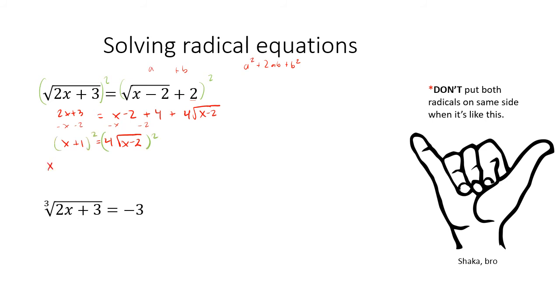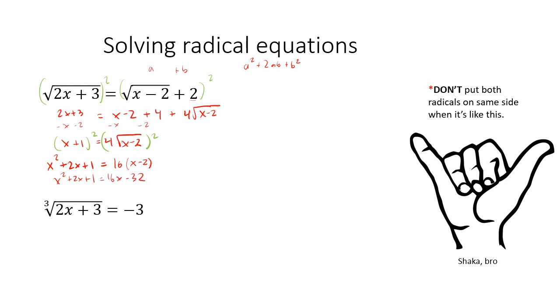And we're going to have x squared plus 2x plus 1 equals, then 4 squared is 16, and then x minus square root of x minus 2 squared is just x minus 2. Now we squared both sides of this equation twice. We've introduced all kinds of potential extraneous solutions. So we got to keep that in mind. So x squared plus 2x plus 1 is equal to 16x minus 32.